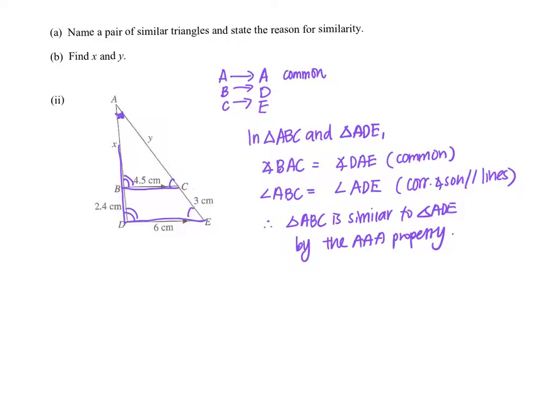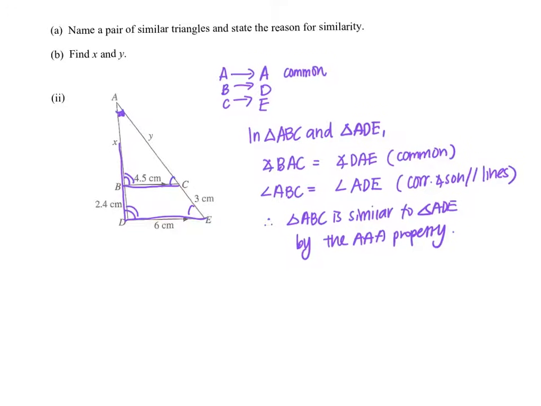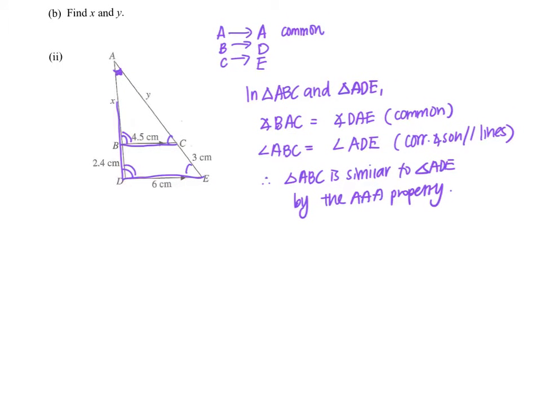Okay? Now part B, we're going to find x and y. So let's fill in the ratio of the different sides since we know that they are similar. So 3 ratios. What do you have? For example, if I choose AB over AD, then it will be BC with DE and AC with AE.